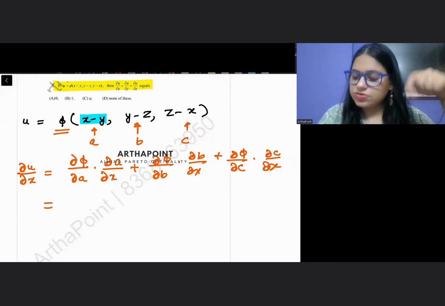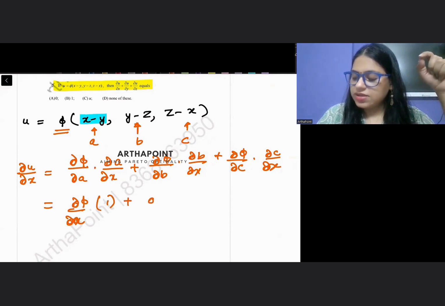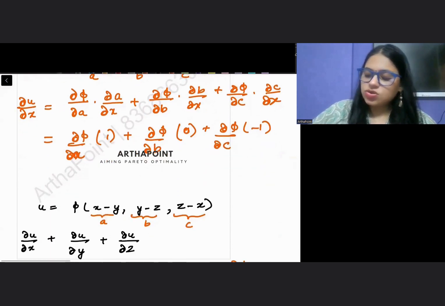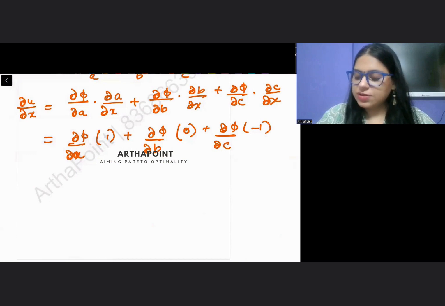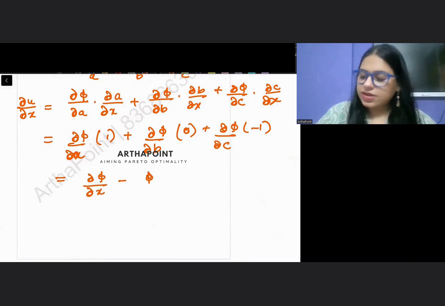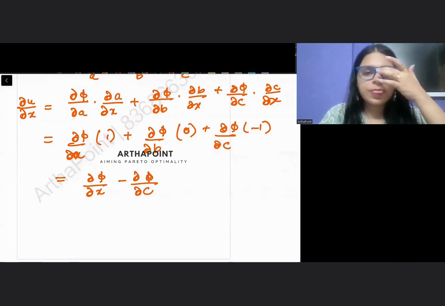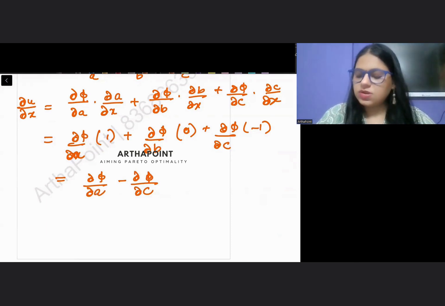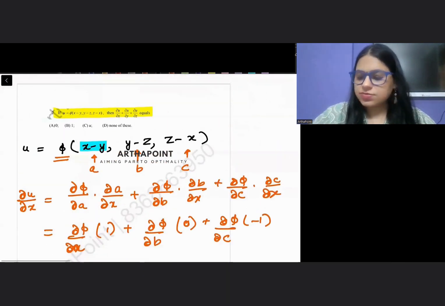When I differentiate this with respect to A, A with respect to x will give me 1. Then with respect to B, there is no x in it, so 0. And then with respect to C, and C with respect to x, so minus 1. So del u by del x is del phi by del A minus del phi by del C.